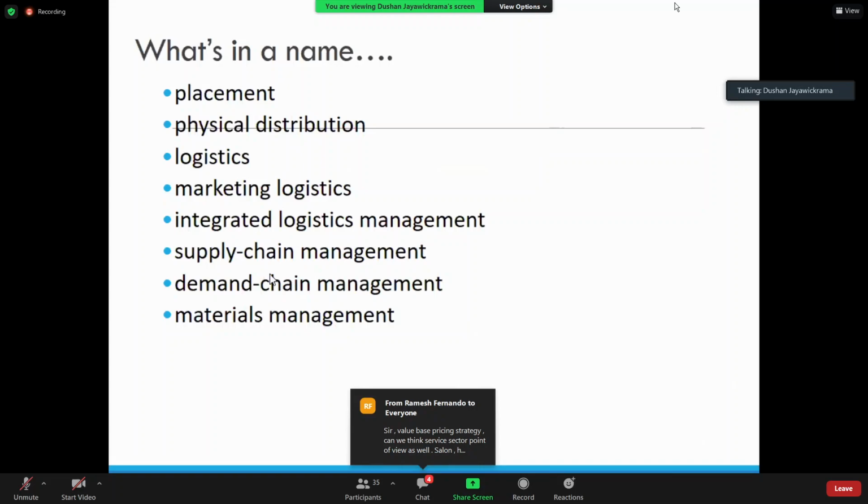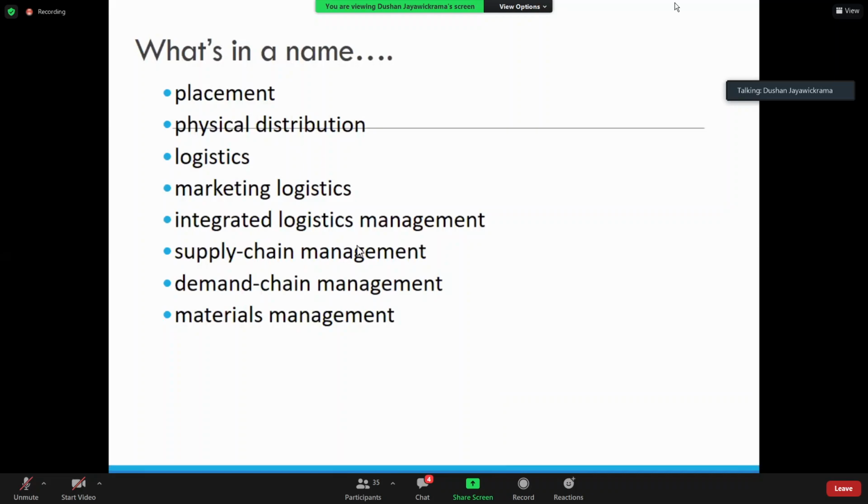And we also use some similar terms to mean the same thing: placement, physical distribution, logistics, marketing logistics.